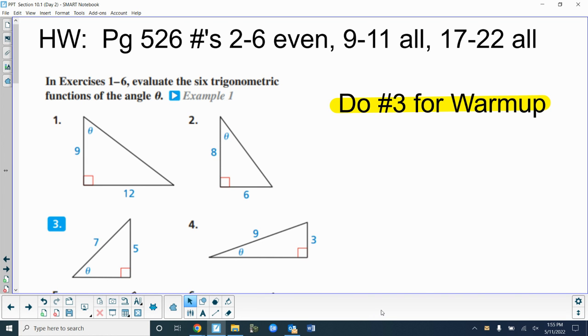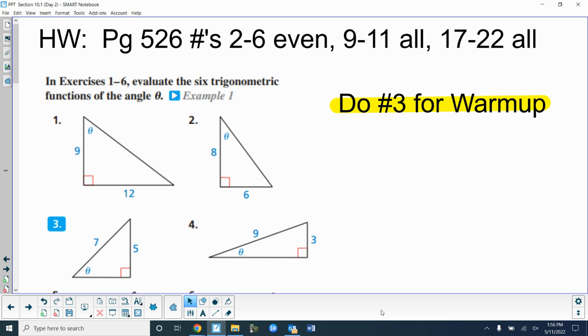Okay, first thing I'd like to do is go over homework answers, and then we'll go over the warm-up with you guys. So, number 2, sine of theta is 3/5, cosine of theta is 4/5, tangent of theta is 3/4, cosecant of theta is 5/3, secant of theta is 5/4, and cotangent of theta is 4/3.